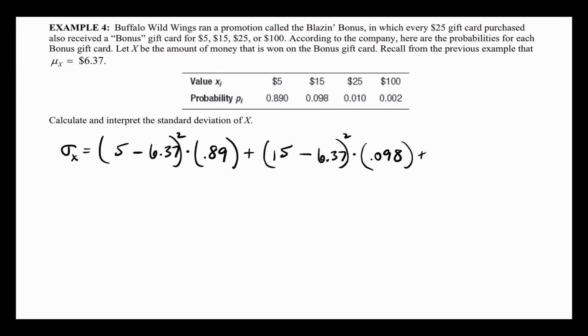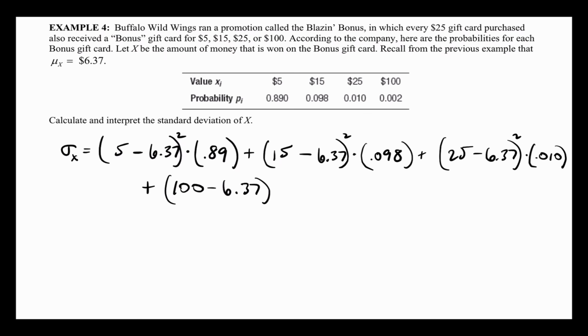Next one, 25 minus 6.37 squared times 0.010, plus, and then the last one is 100 minus 6.37 squared times 0.002.